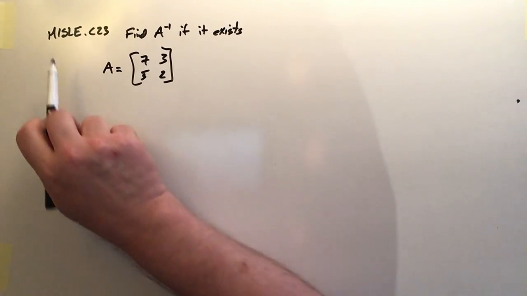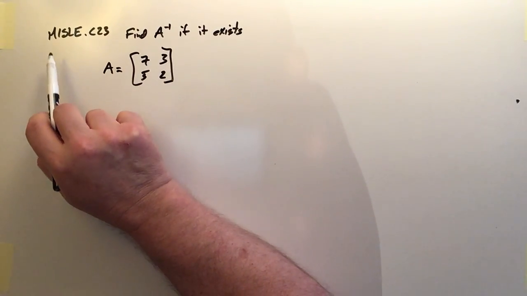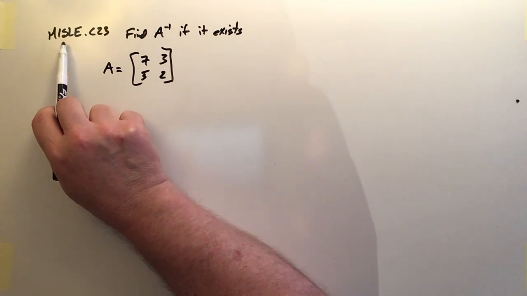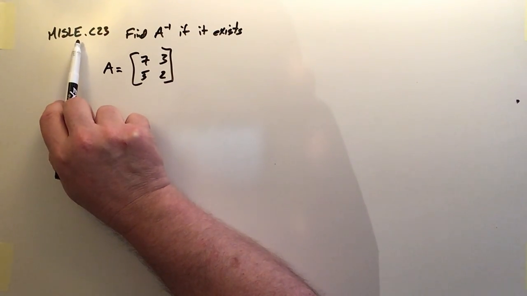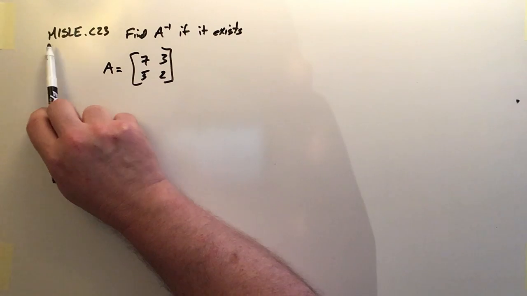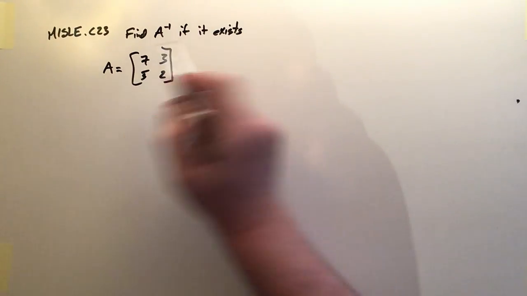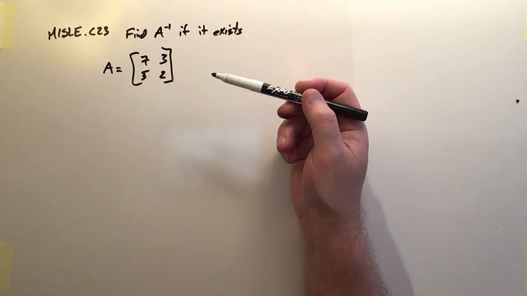Okay, this is MISLE, which stands for matrix inverse solutions to linear equations. So it's the relationship between solving a linear equation and the inverse of a matrix. So first, let's talk about the inverse of a matrix.